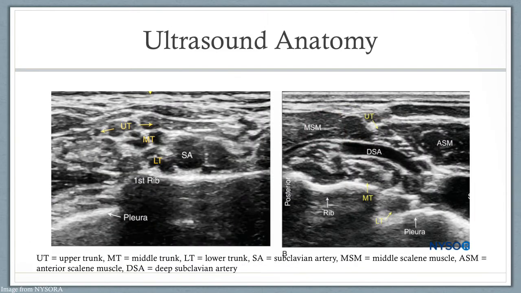Adjusting the transducer, the upper, middle, and lower trunks of the brachial plexus can be individually identified as they join together at the costoclavicular space. Of note, the ulnar nerve can be spared as the lower trunk is located medially, and medially is close to the rib and pleura.